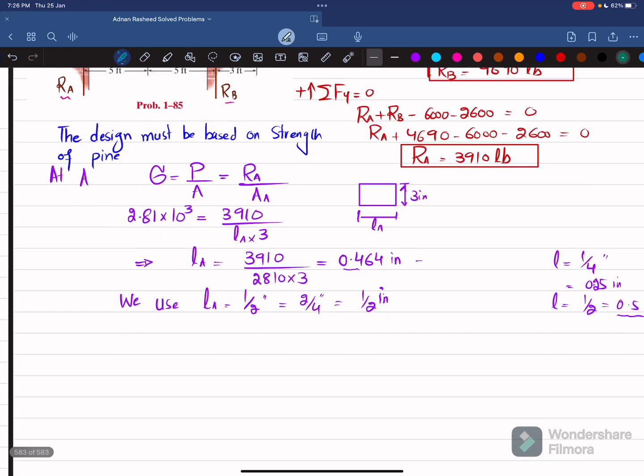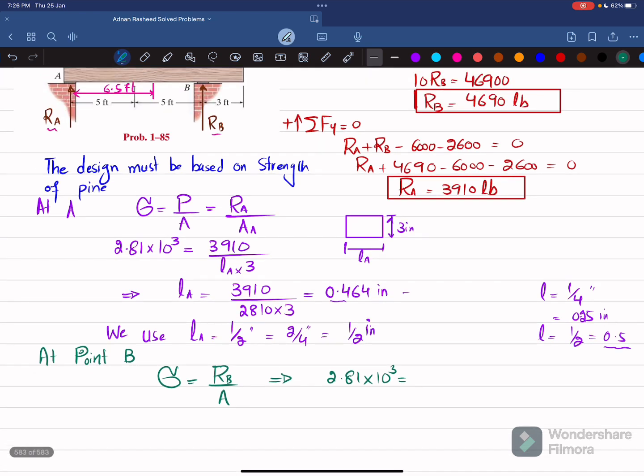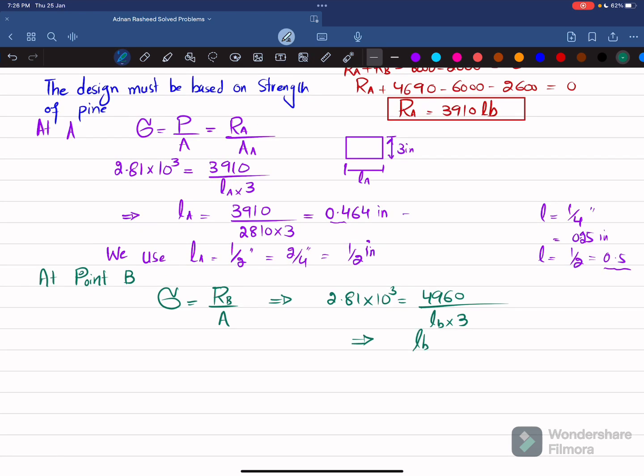Now at point B, for our base plate B, we know that stress is equal to RB divided by area. The strength is 2.81 into 10 to the power 3 psi. RB is calculated as 4690, divided by the area of the base plate for B, which will be LB into 3 inch. So again, this length LB will be equal to 4690 divided by 2810 multiplied by 3. When you calculate it, it will be equal to 0.556 inch. So LB is equal to 0.556 inch.